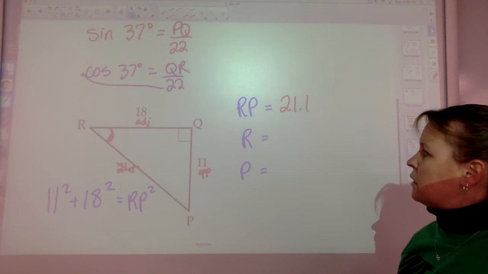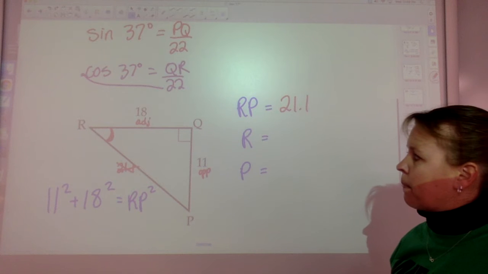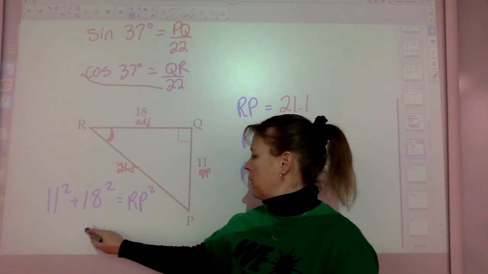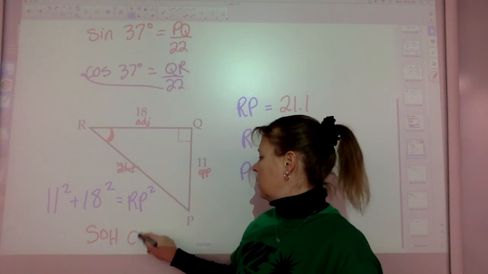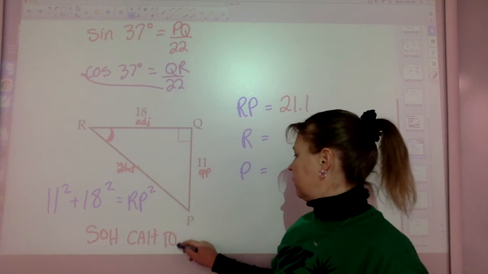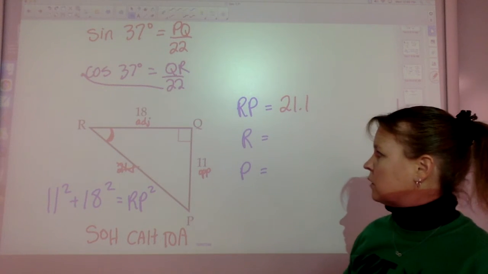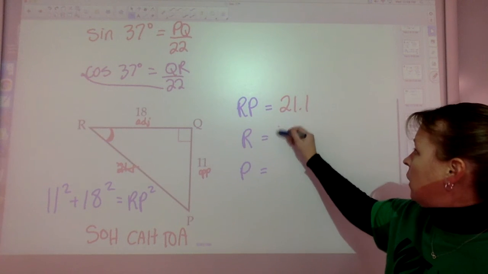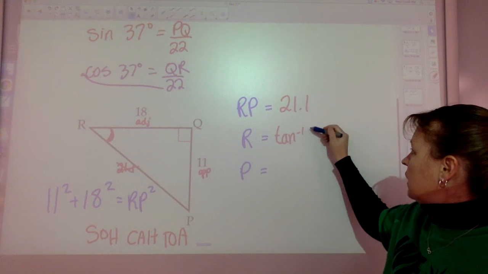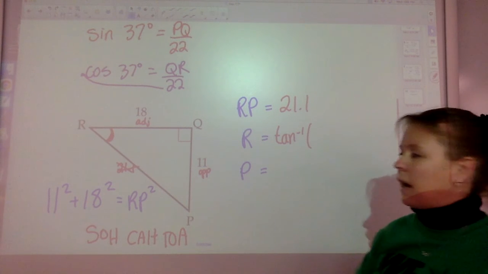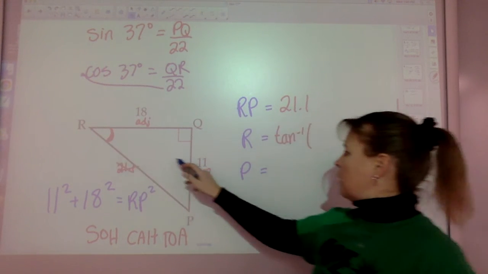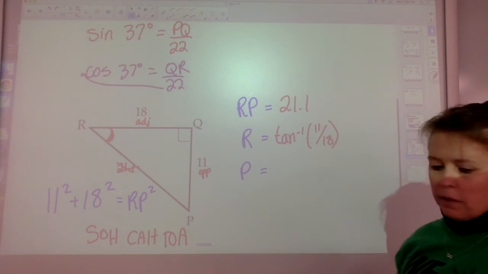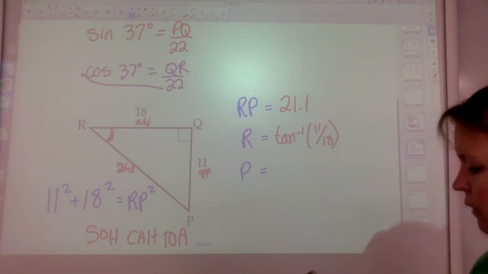Opposite and adjacent. What uses opposite over adjacent? The cosine. No, it doesn't. Don't listen to me. What uses opposite over adjacent? Maybe I should spell out SOHCAHTOA. Opposite and adjacent is tangent. But because you're looking for the angle measure, not the side, we're not using tangent. We're using inverse tangent. That helps you find the angle. What's the inverse tangent of angle R? Opposite over adjacent. Go ahead and type in inverse tangent of 11 over 18.